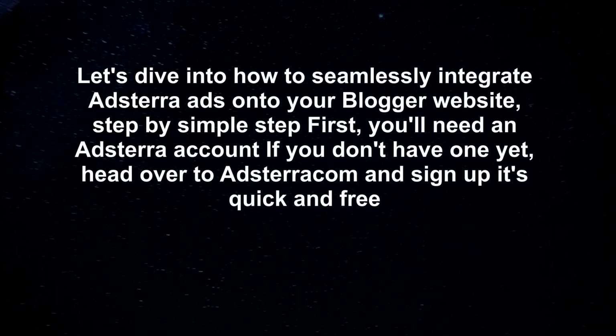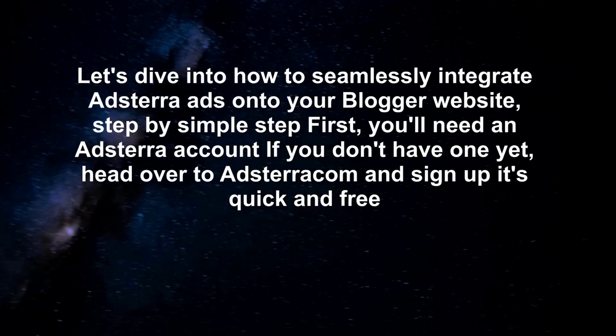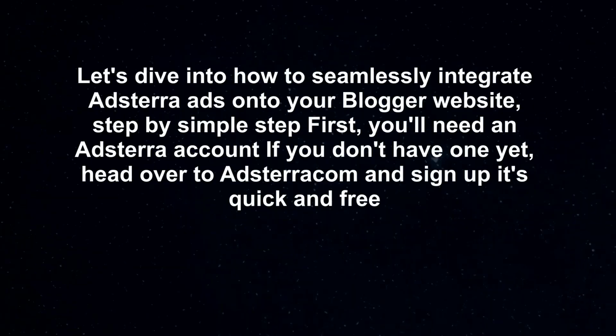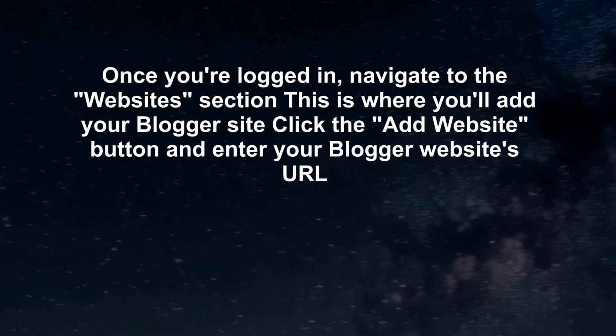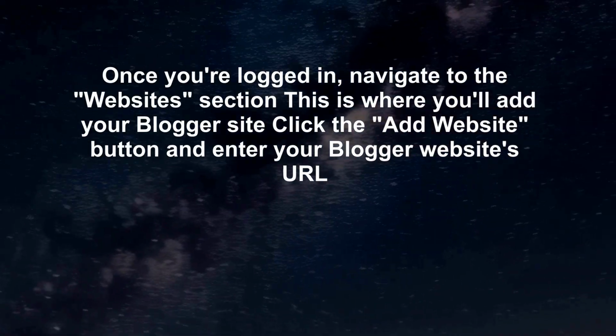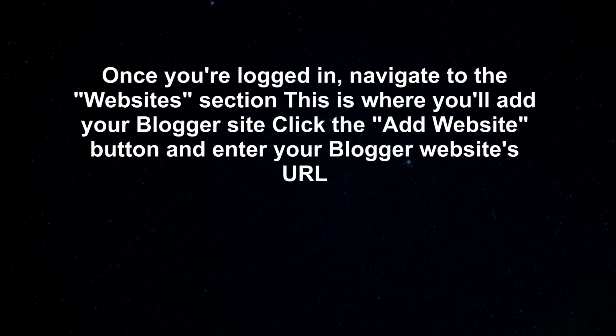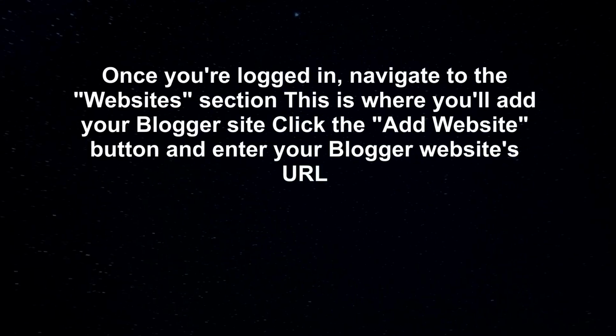First, you'll need an Adsterra account. If you don't have one yet, head over to Adsterra.com and sign up. It's quick and free. Once you're logged in, navigate to the websites section. This is where you'll add your blogger site. Click the Add Website button and enter your blogger website's URL.